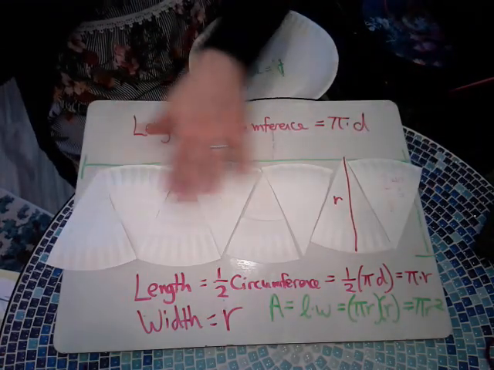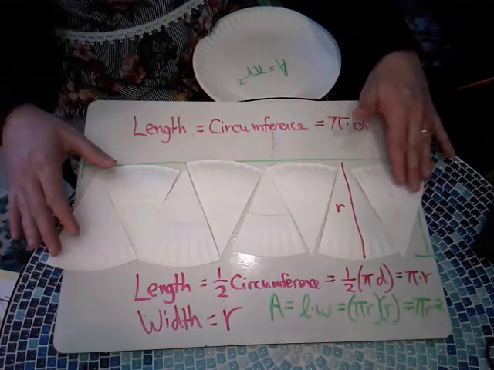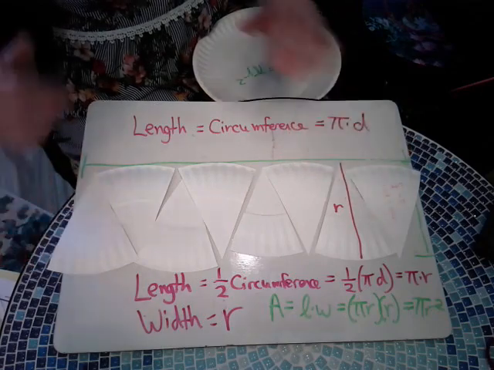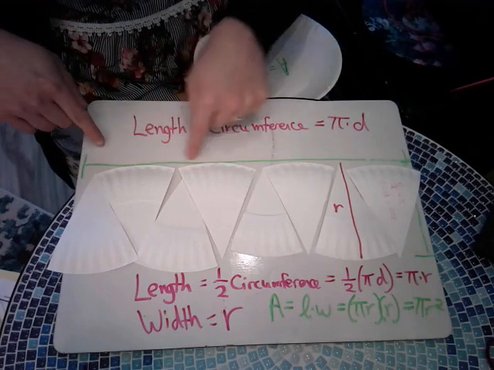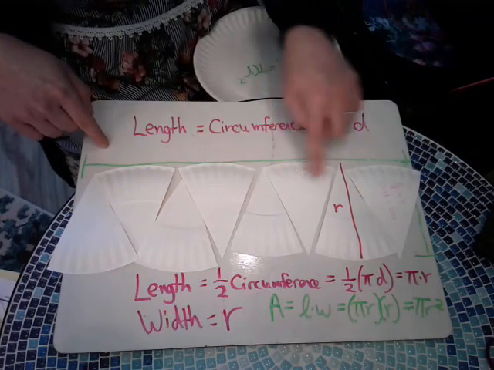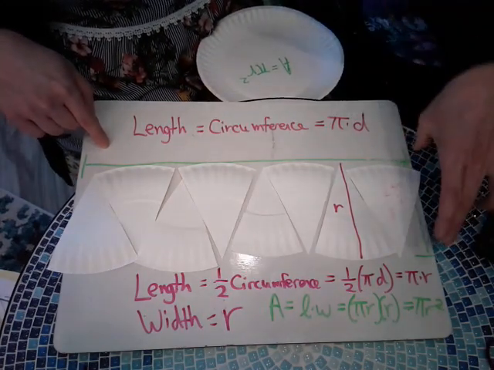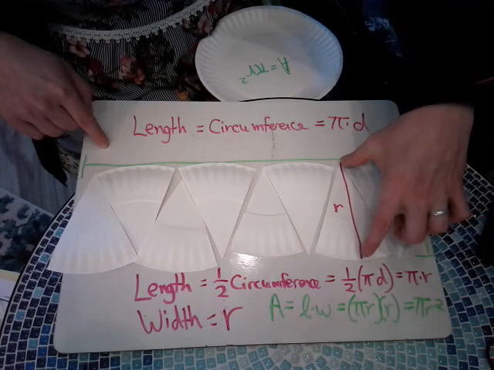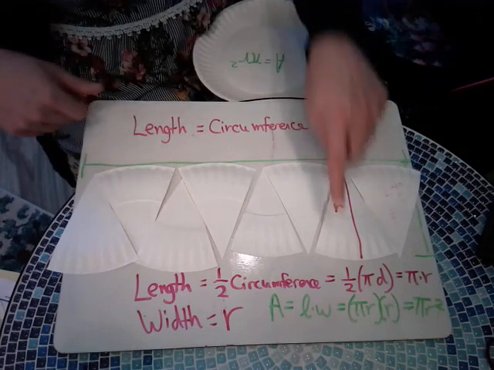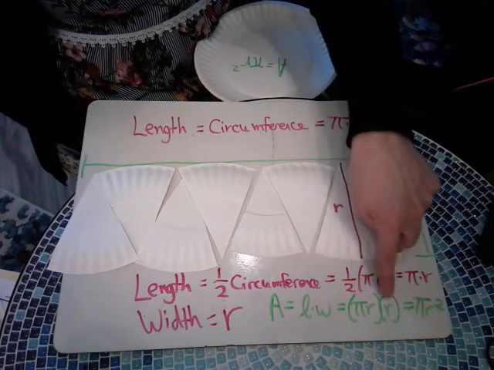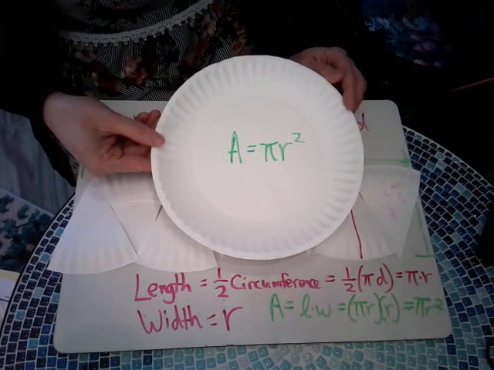To go back over, the area of a circle: if you cut up a circle into a bunch of pieces and line them up like this, they will all form a rectangle. And the area of a rectangle is length times width. So our length of our rectangle is half the distance around the circle, which is pi times r. And then our width is just the radius of the circle, so r. So our area is length times width, pi r times r, so pi r squared. So the area of a circle is pi r squared.